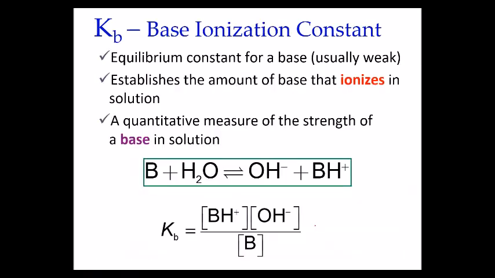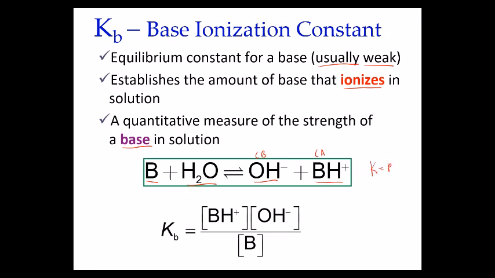Base ionization constant, or equilibrium constant for the base, also usually on the weak side here. We don't really assign Kb's for sodium hydroxide or potassium hydroxide, those really strong bases. It establishes the amount that ionizes in solution, and it is a quantitative measure of the base strength. So here you have your base plus water. This is following the Bronsted-Lowry example, giving you hydroxide and the conjugate acid over here. This is your conjugate base, this is your conjugate acid, but this is the basic reaction.